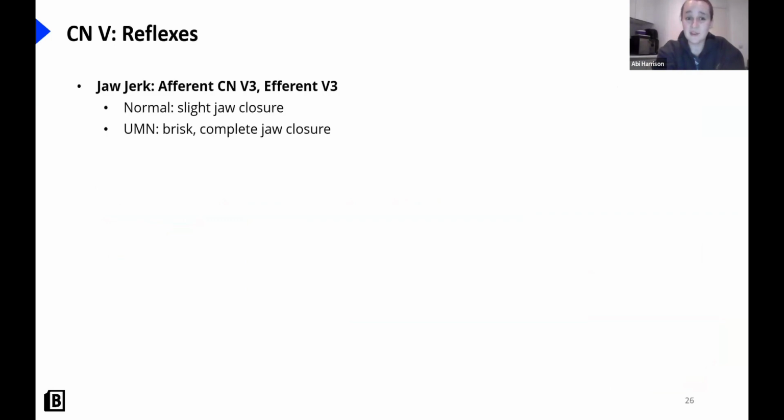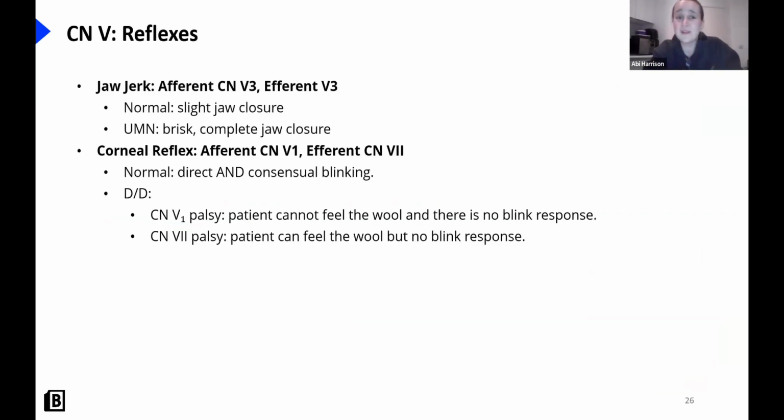The reflexes you should offer are your jaw jerk reflex, whose afferent and efferent are the mandibular part of cranial nerve 5. So ask the patient to loosely open their jaw and relax as much as they can. You should put your index finger on their chin and then use a tendon hammer. Normal is for the jaw to slightly close. And if there's an upper motor neuron lesion, there'll be brisk, sort of complete closure of the jaw.